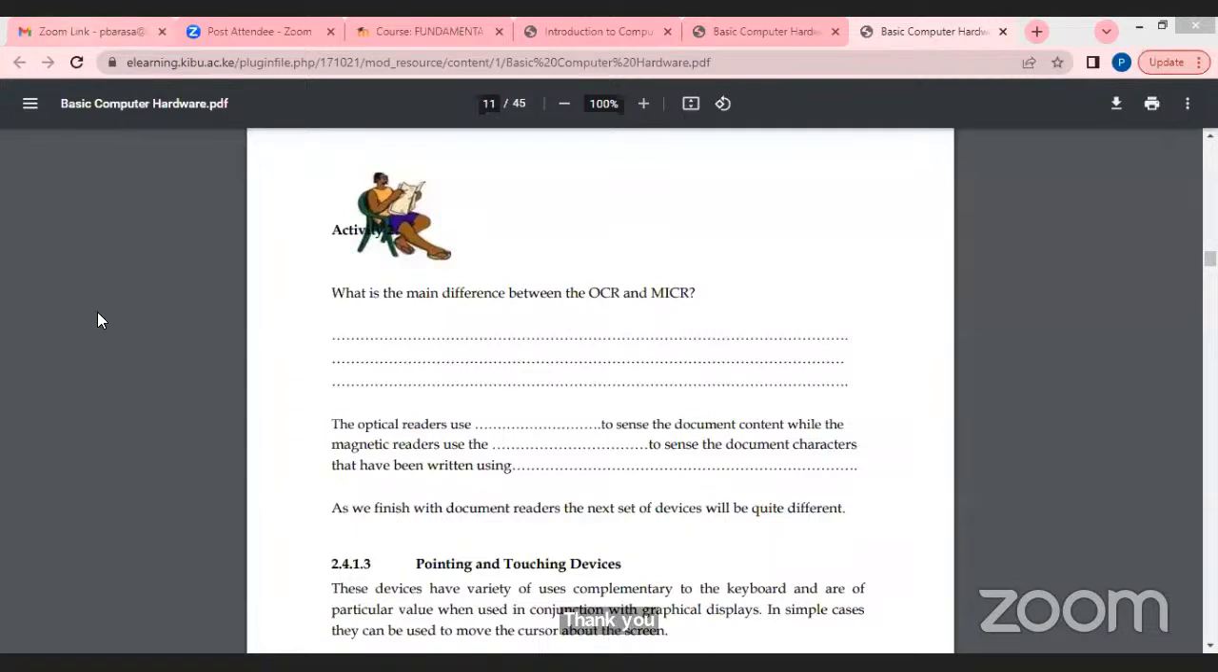For that particular assignment, the assignment is very clear, under the MICR. We just talked about it. So I want to see if you have been following. Can you give us the answers? In the chat box, I can see if you type. OCR, optical character recognition, and MICR, which is magnetic ink character recognition. Can you give me the difference? And you can see the statements there.